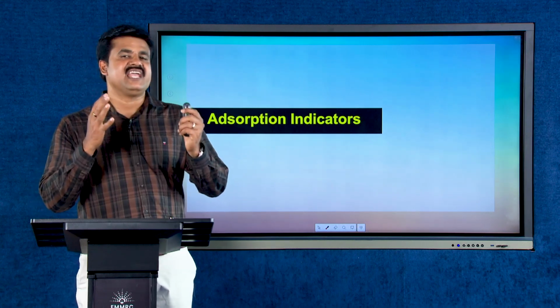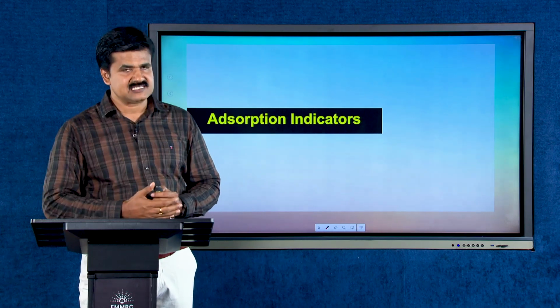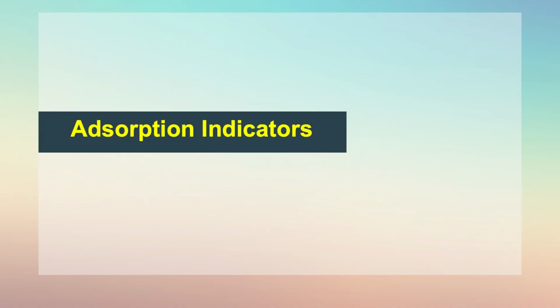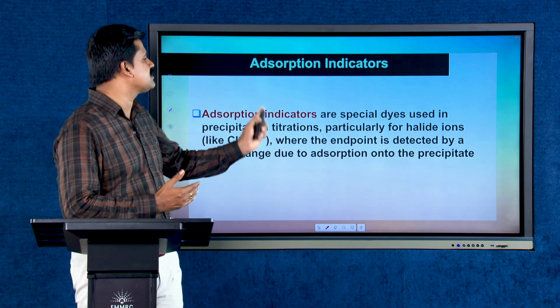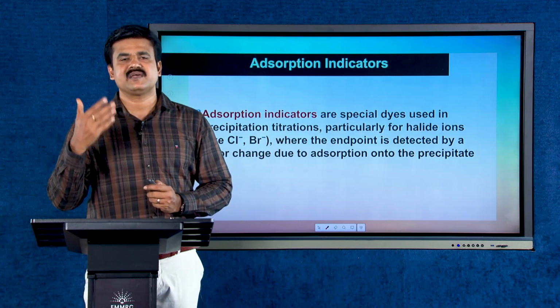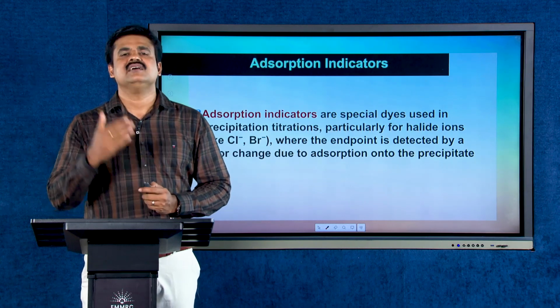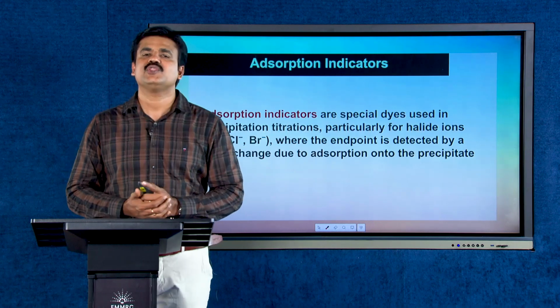Now, we can enter into more details about the category of indicators used in precipitation titration, that is nothing but adsorption indicators. Adsorption indicators are special dyes, organic dyes, which can produce some color and contain some chromophore. They are used in precipitation titrations, particularly for halide ions like Cl-, Br-, etc., where the end point is detected by a color change due to adsorption onto the precipitate.